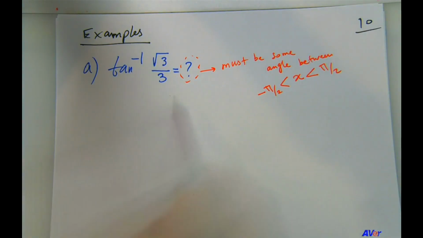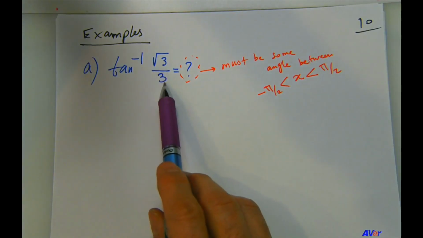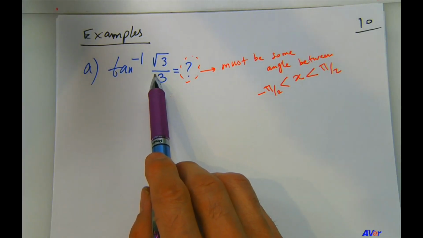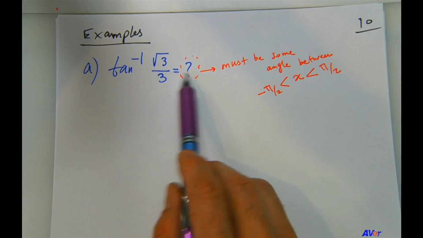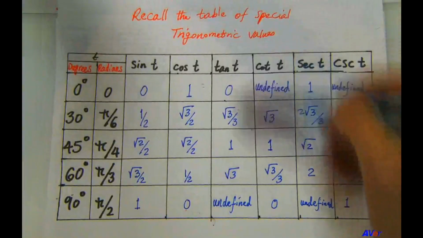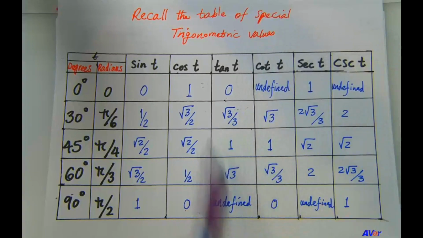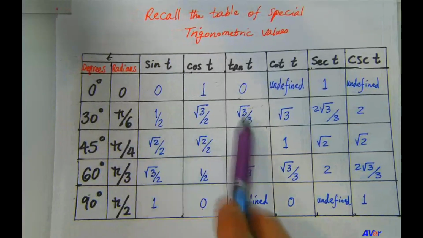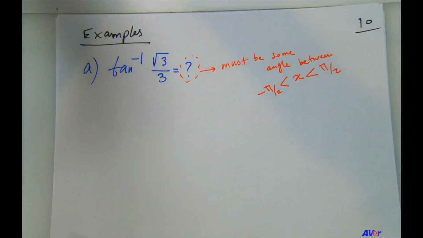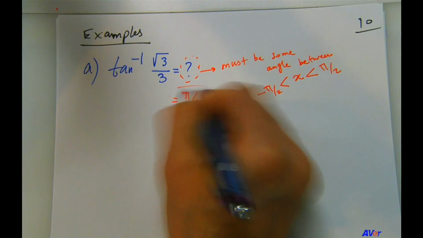Well, according to the table of special values, if I can find it, we ask what angle has a tangent equal to square root of 3 over 3. So here's the table of special values. Tangent of what angle is equal to square root of 3 over 3? 30 degrees, or pi over 6. So the answer to this is pi over 6, right? That one.